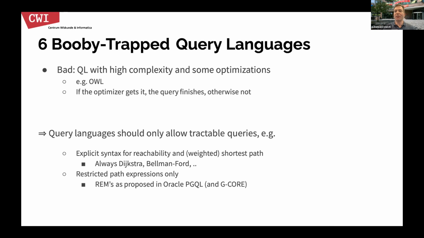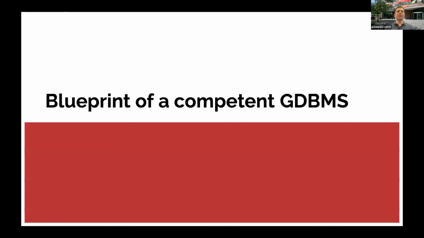So this is the kind of thinking and the kind of language design that we want, allowing to have maximal expressivity, but always within the realm of tractability. So now we are progressing quite a bit. Let me give you a blueprint of what I think a competent graph database management systems architecture looks like.